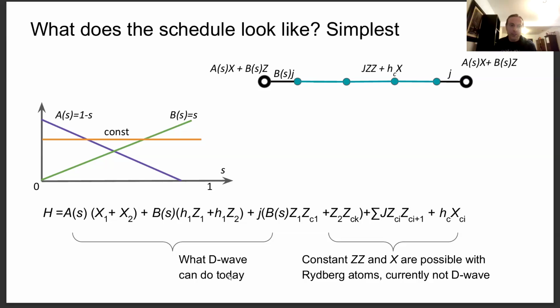So currently, the Wave does not have that capability, as far as I know. It is possible to do that with Rydberg atoms. However, they also haven't made that capability available to the public. Maybe if we ask them nicely, they will. So that is the simplest possible set of schedules that I can present that realizes this idea of paramagnetic trees.